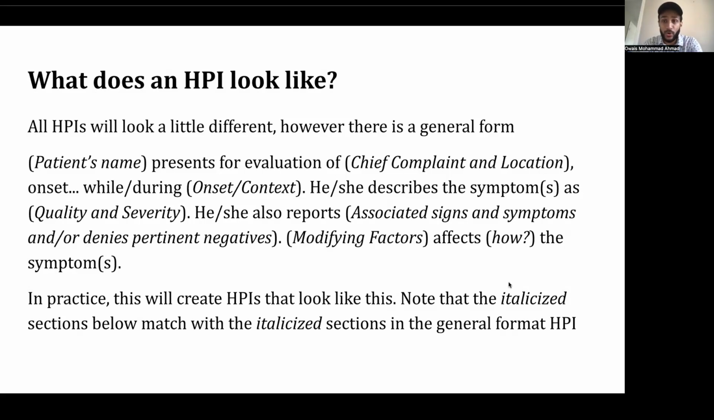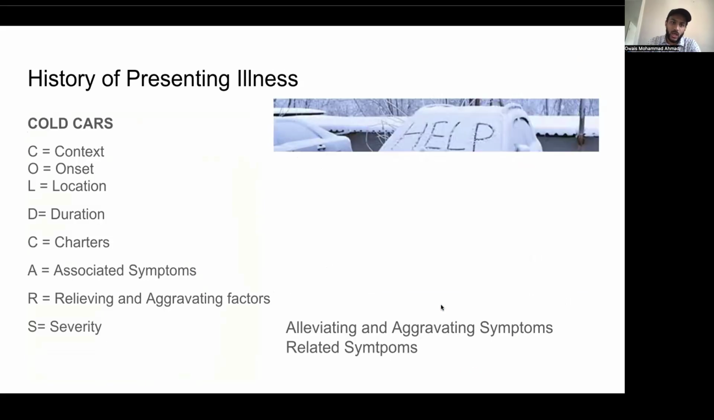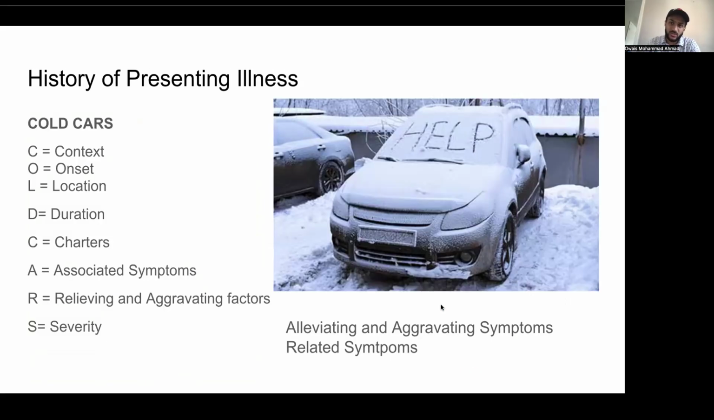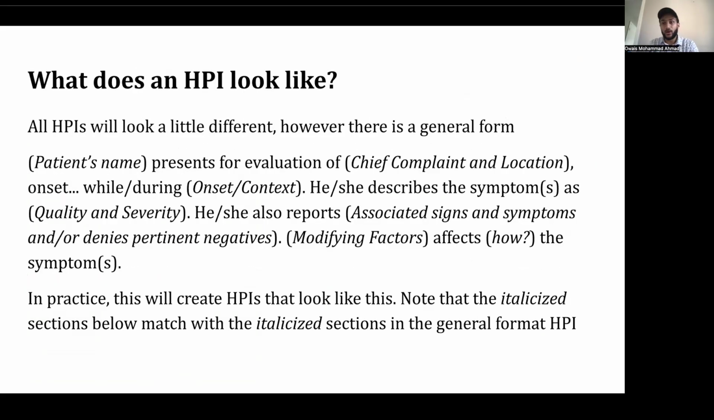Okay, guys. What does the HPI look like? All HPIs look a little different. However, there is a general form. For example, in the previous video we spoke about the context, onset, location, duration, character, associated symptoms, radiation, aggravating factors, and severity. But now you want to look at an example of this. All HPIs will look a bit different, but they have a general form.